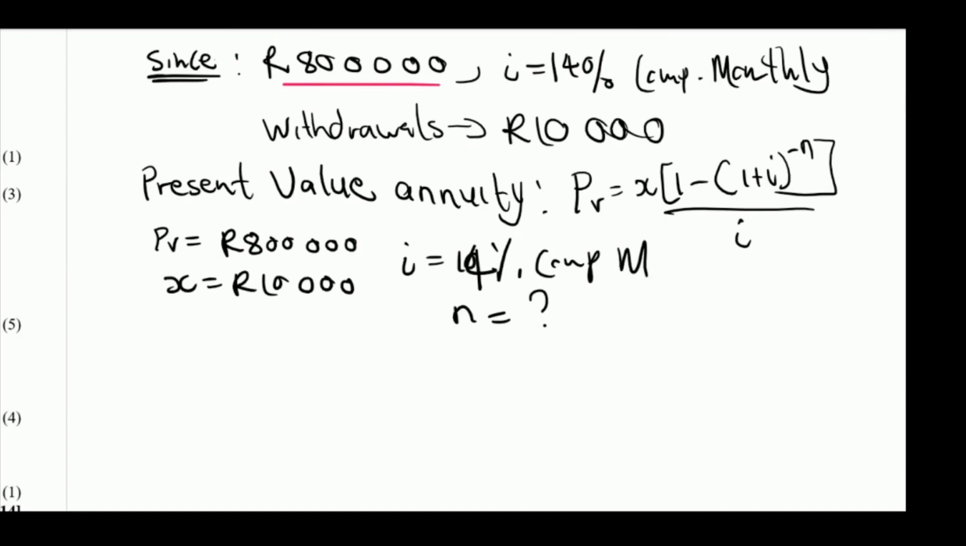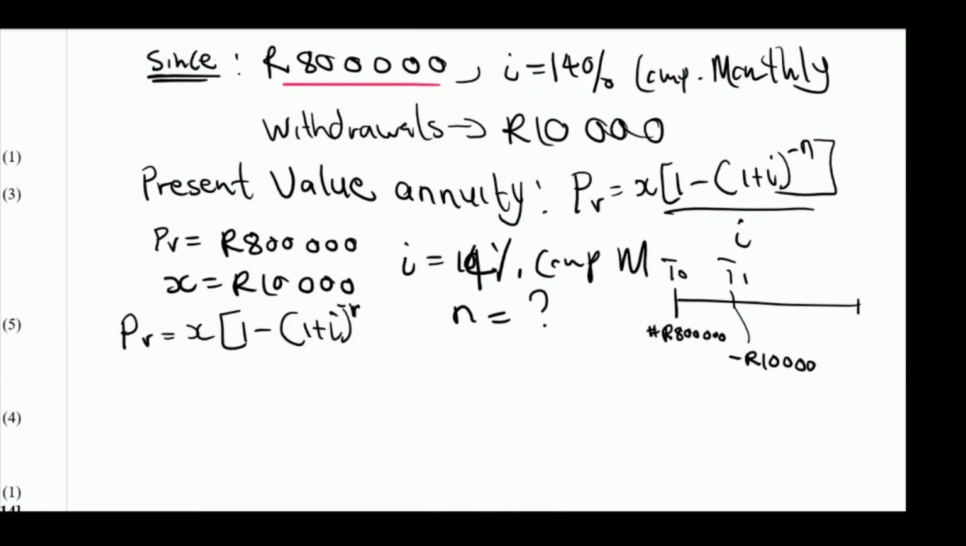So we are told that he makes a withdrawal immediately after the payment. So the payment happens at T0 and then at T1. So at T0 he makes a payment of 800,000. So that's his investment in the account. And then immediately here he receives, as income, a withdrawal of 10,000 Rand. So we want to know not the period rather, but the number of withdrawals. So we're going to say PV is equal to x into 1 minus 1 plus i to the power minus n. So let me write it nicely.